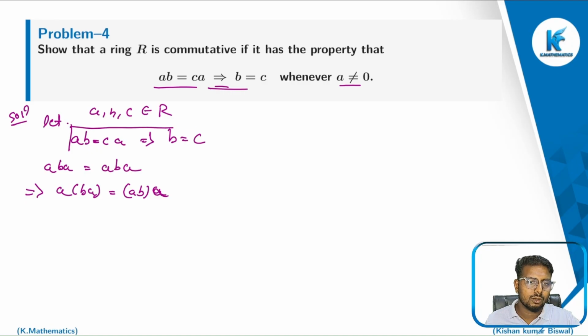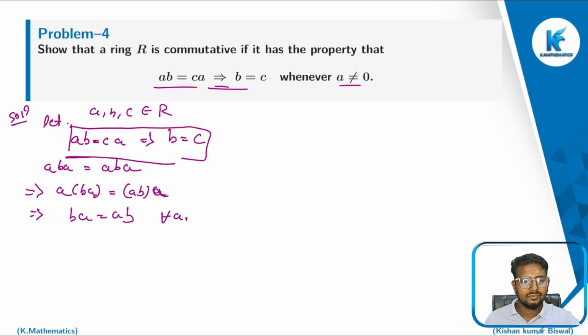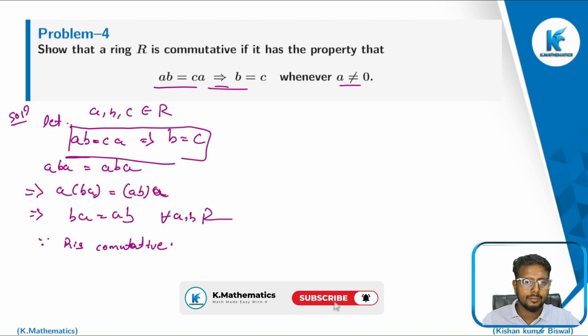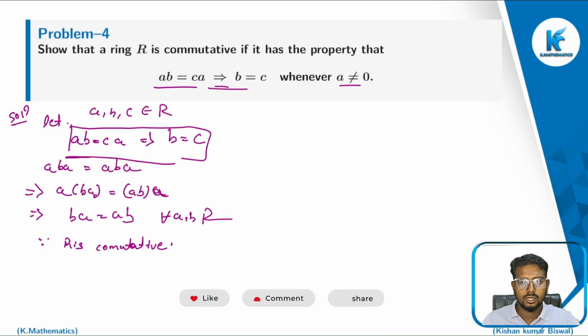Then by this property, this is equal to ba into ab, क्योंकि यहाँ पर a जो है cancel out हो जाएगा. And here a and b are arbitrary. So here for all a and b belongs to R, ba equal to ab. So it satisfies commutative property. So this ring is commutative. So a ring is commutative if it satisfies this property ab equal to ca implies b equal to c whenever a not equal to 0.